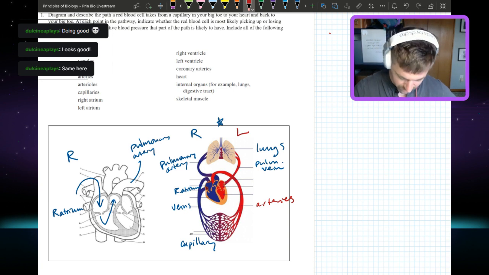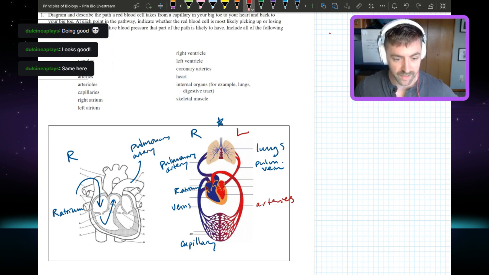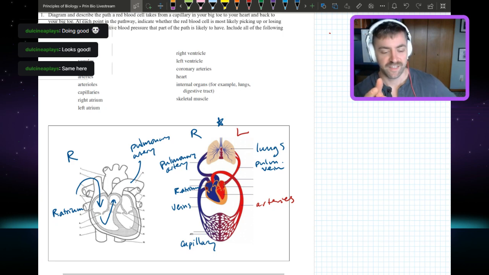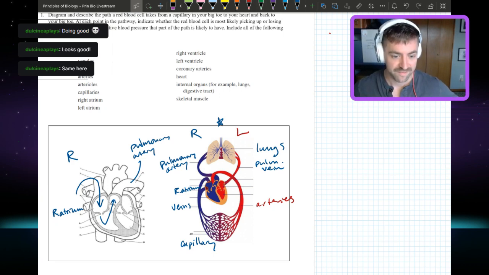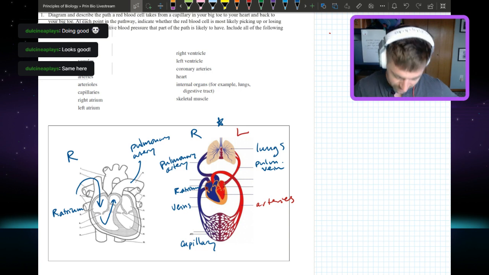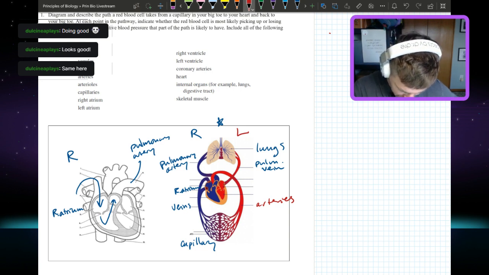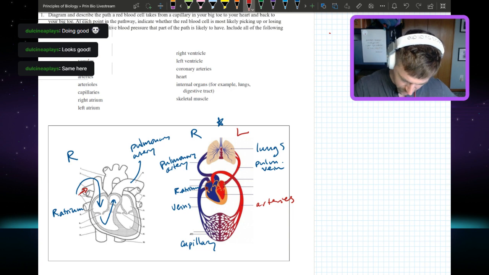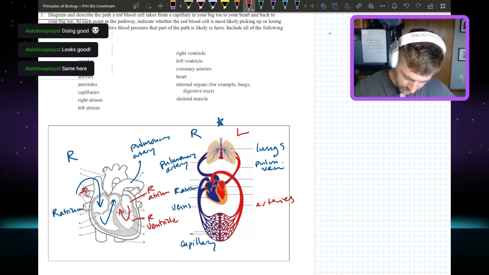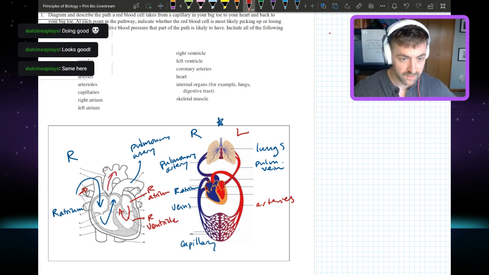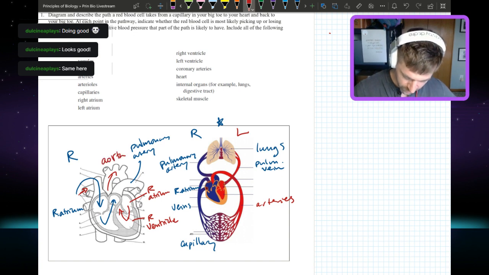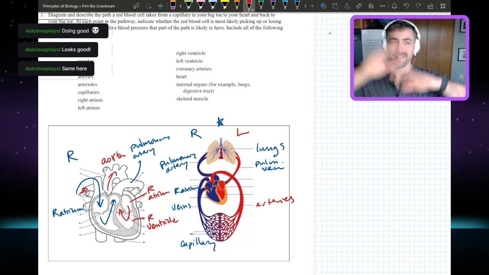Blood comes back around through the pulmonary vein back to the heart, which is occluded here, but I'm pretty sure it's this one. Into the right atrium, and out the right ventricle to the aorta, and then the rest of the body. That was a lot of talking.